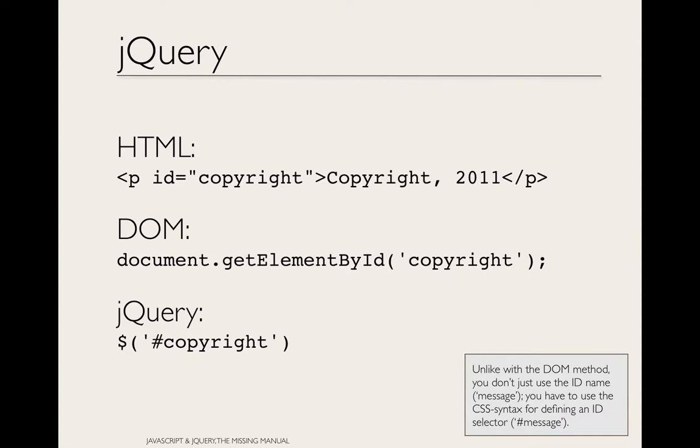Now, if you have some HTML, a nice paragraph with an ID of copyright, in the DOM you'd say document.getElementById, and then parentheses, in quotes, copyright. Not too bad, but jQuery just makes it so much easier because you're working in a language with CSS you already know, and just say, hey, pound or hash mark copyright. And that's all you need to do to select that element with that ID.